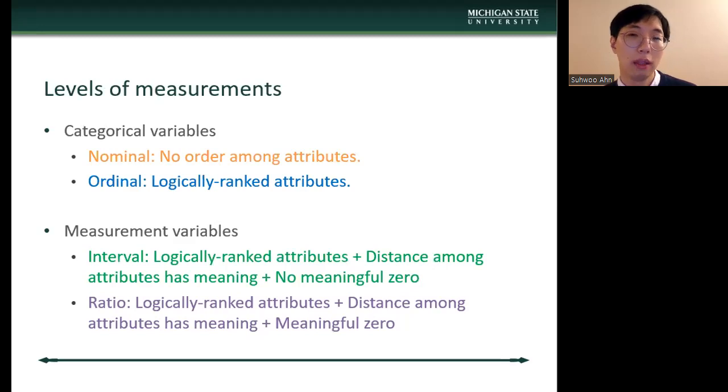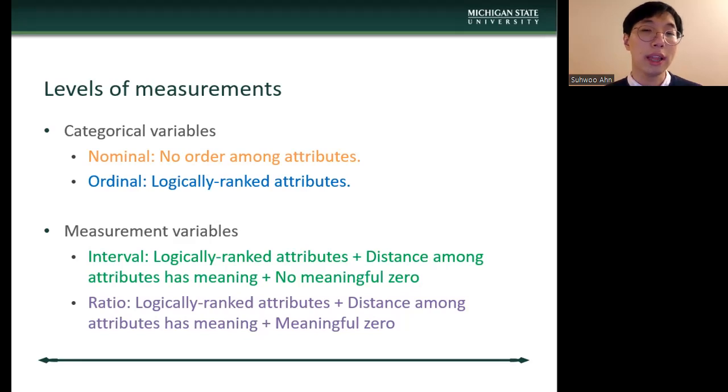Ordinal is where there are logically ranked attributes, or logically ranked orders between attributes, like strongly agree or strongly disagree. Strongly agree means high levels of agreement, then somewhat agree or disagree. So these are examples of ordinal measure.